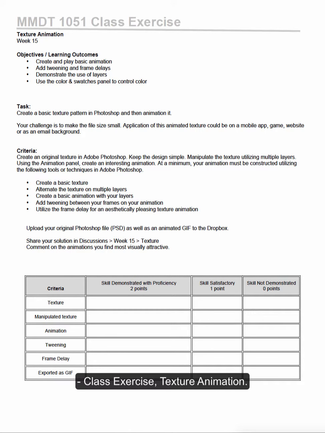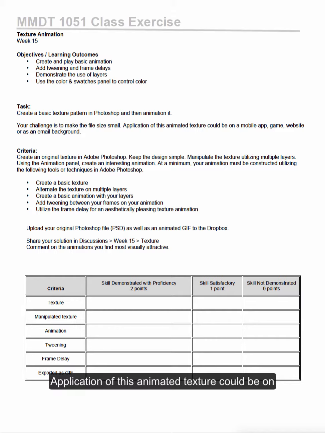Class exercise, texture animation. The objectives for this lesson are to create and play basic animations, adding tweening and frame delays, the ability to show me how you can use layers, and of course to use color and the swatches panel to control your color. The task for this assignment: create a basic texture pattern in Photoshop and then animate it. Your challenge is to make the file size small.